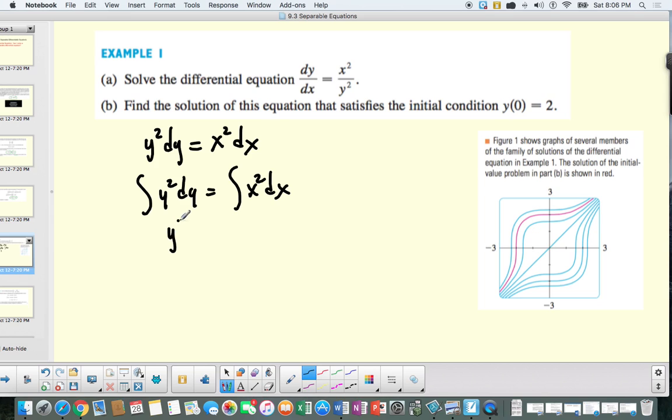This will be y cubed over 3 equals x cubed over 3 plus c. Now I could have done plus c on both sides and then I could have gathered up the c's and just put them on one.